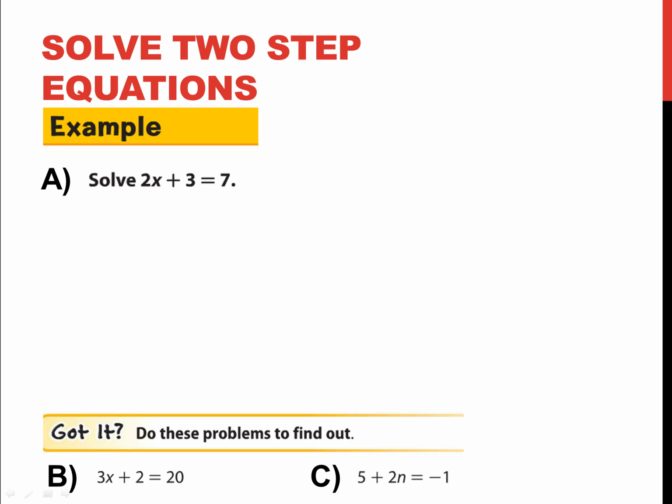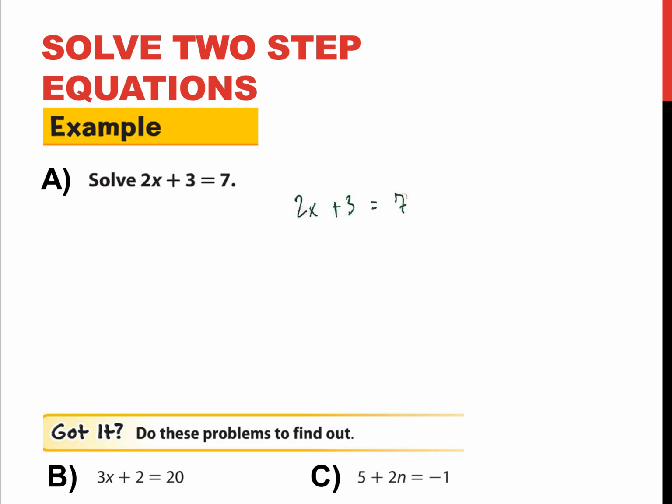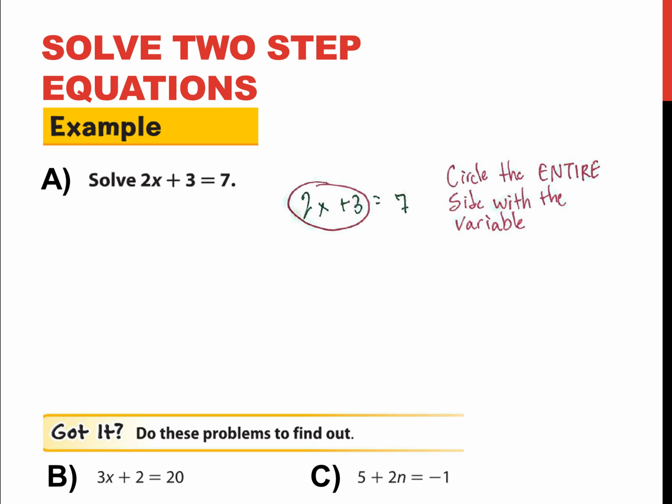So this two-step equation, now the way that I like to show this to students helps keep everyone organized. If this is slightly different than what you've seen before, it will always lead you to the right answer. So let's take a look. First, I'm going to rewrite my problem. And then I'm going to circle the entire side with the variable. Now notice, I didn't just circle the 2x. I circled the 2x plus 3. That entire side got circled.